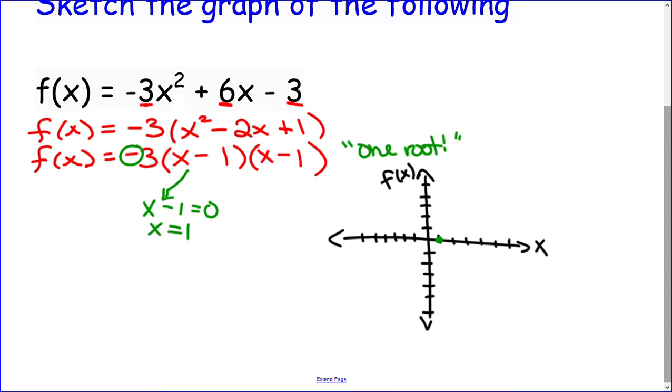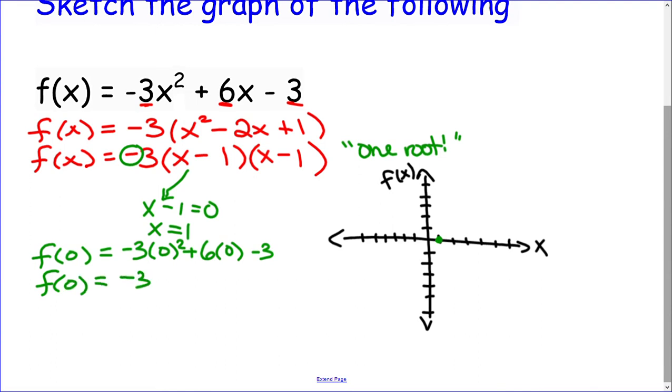So let's figure out where it crosses the y-axis. That should be our next step. If this thing crosses the y-axis, remember when x is 0, I'm going to have negative 3 times 0 squared plus 6 times 0 minus 3. So really, when x is 0, I can see that this thing crosses at negative 3.